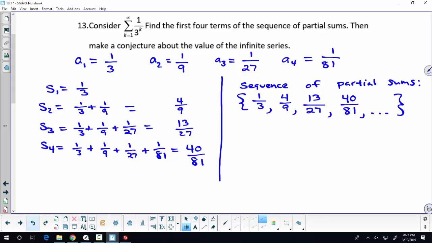So just like with 1 over 2 to the k, the denominators are really clear. This is our first partial sum, that's 3 to the first, that's 3 squared, that's 3 cubed, 3 to the 4th. Okay. So then we just need to reconcile the numerator in terms of the index 4, 3, 2, 1. How do we get 40 when n is 3? How do we get 13 when n is 2? How do we get 4?